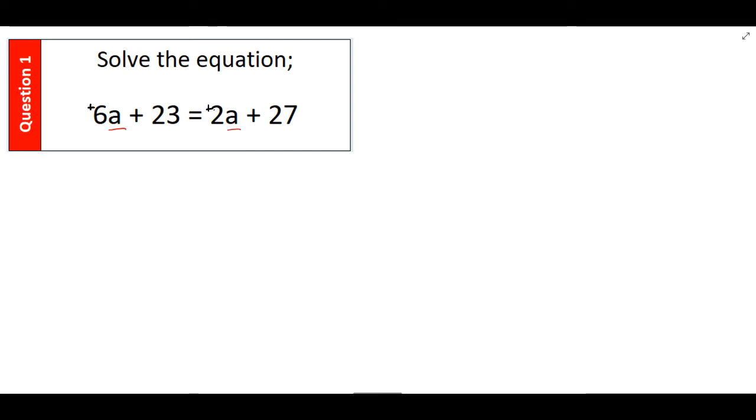So we've got positive 6 lots of a on the left hand side and positive 2 lots of a on the right hand side. The first thing I want you to do is to choose the side that has the fewest a's on it, or the fewest of whatever letter it is. This is the positive 2a. So I want to do the inverse operation. I want to get rid of that positive 2a.